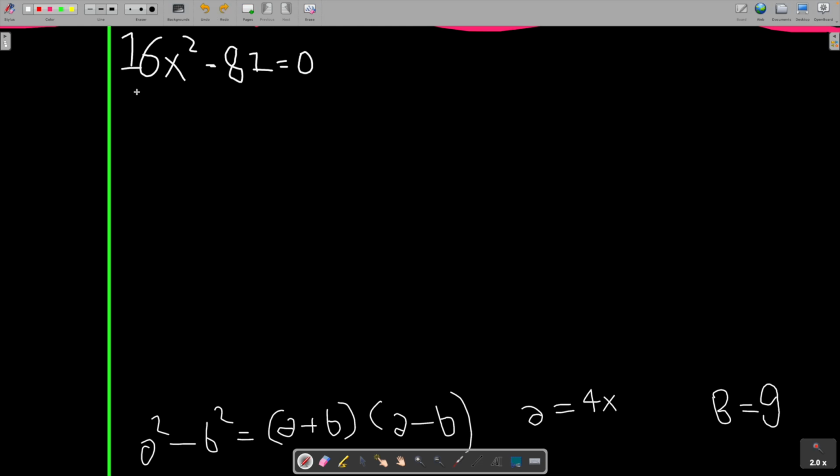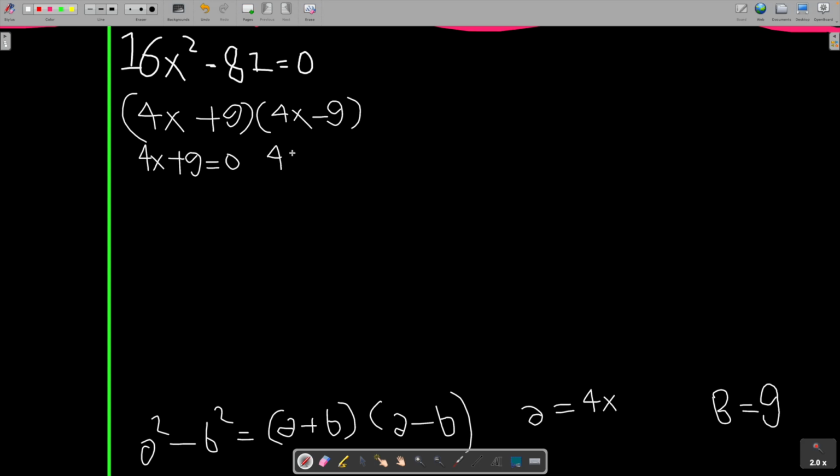So we're going to have a plus b, where a is equal to 4x and b equals 9, so we're going to have 4x plus 9 times a minus b, so this time it's going to be 4x minus 9. So now we have factored the problem. Now, using the zero product property again, we can make these 4x plus 9 equals 0. And we also have the other one, which is 4x minus 9 equals 0.